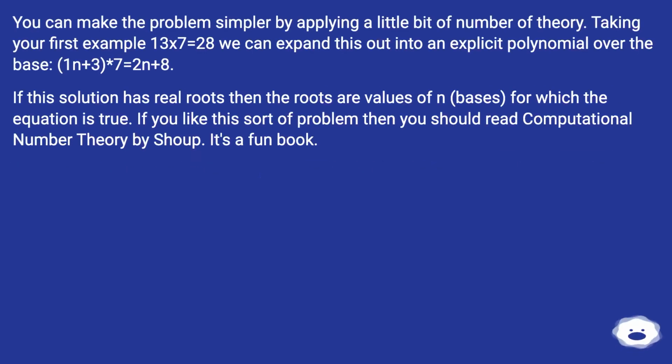You can make the problem simpler by applying a little bit of number theory. Taking your first example, 13 by 7 equals 28, we can expand this out into an explicit polynomial over the base: (1n plus 3) times 7 equals 2n plus 8. If this has real roots, then the roots are values of n, bases, for which the equation is true. If you like this sort of problem, then you should read Computational Number Theory by Shoup. It's a fun book.